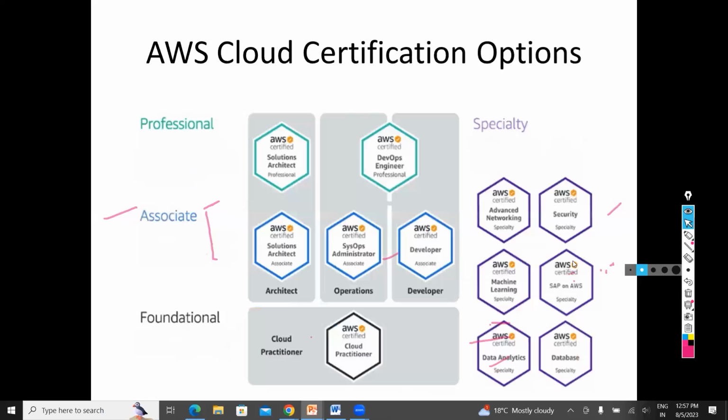Now this course of ours is for AWS. In the AWS cloud certification options, the first is Cloud Practitioner. This Cloud Practitioner is for those who currently have 0 years of experience in the IT industry. They are currently doing BTech, BSc, or are in universities or colleges and want to start a certification.